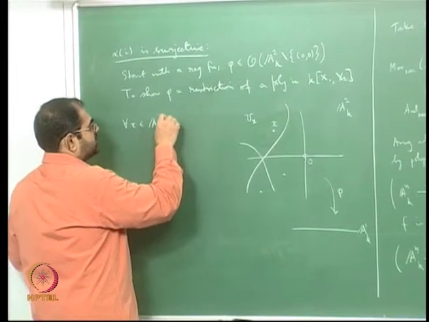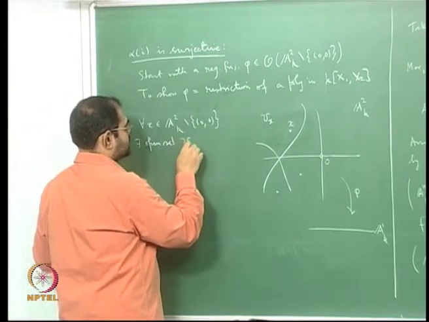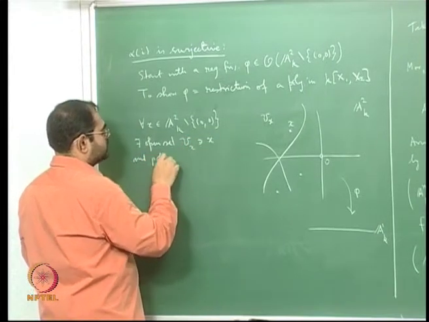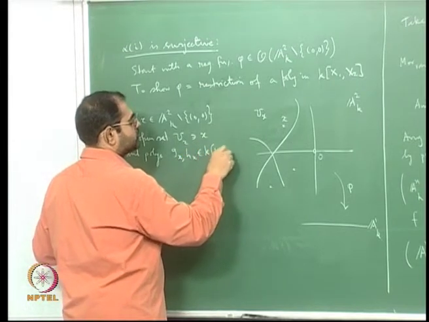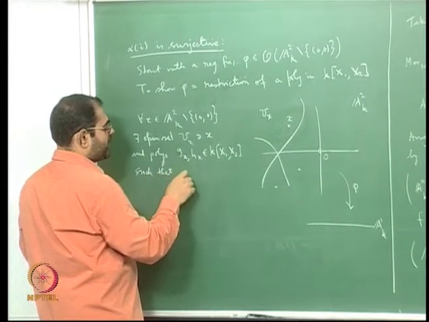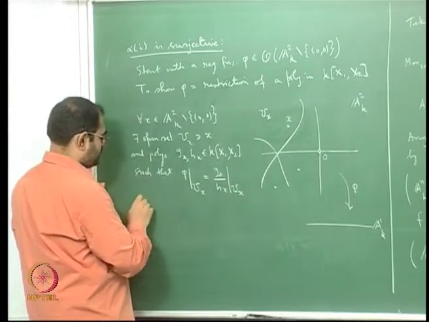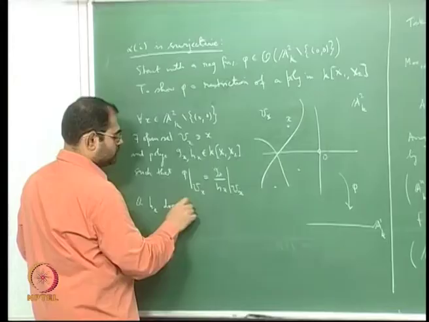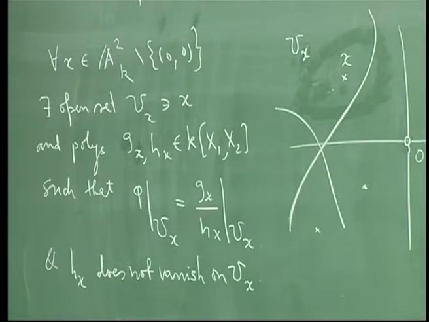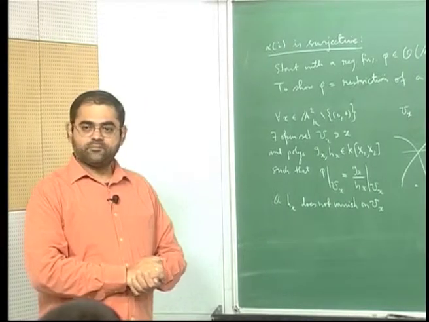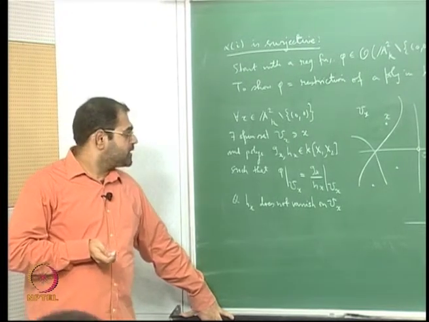So let me write that. There exists an open set, open of course in the Zariski topology, Ux containing x, and polynomials gx, hx in k[x1, x2] such that phi restricted to Ux is the same as gx by hx restricted to Ux, and hx does not vanish on Ux, okay. This is the definition of what a regular function is. A regular function is something that is locally given by quotients of polynomials, and to make sense of the function defined by a quotient of polynomials, the denominator polynomial should not vanish because you can't divide by 0, okay. So this is what it means, alright.